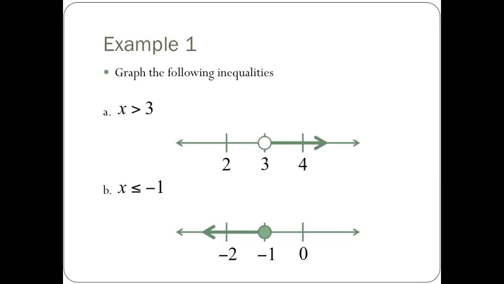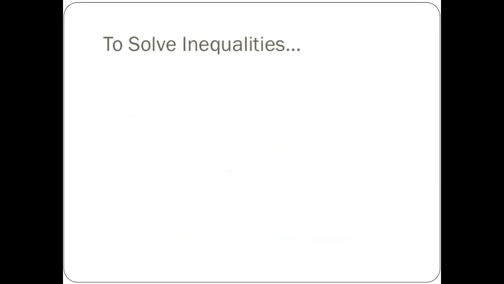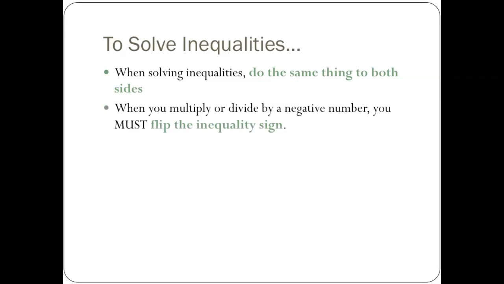Now, to solve inequalities, you do the same thing to both sides, just like you normally would when you are solving an equation. The one exception is when you multiply or divide by a negative number, you must flip the inequality sign. So if it was a less than, you change it to a greater than. If it was greater than or equal to, you change it to less than or equal to.